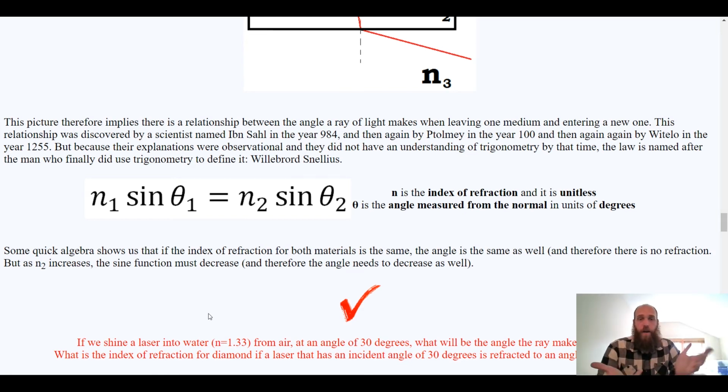Let's give this formula a try. Let's see if we can figure out what angle our refracted ray will actually be inside of water if it comes from air at an angle of 30 degrees. So let's give that a try.